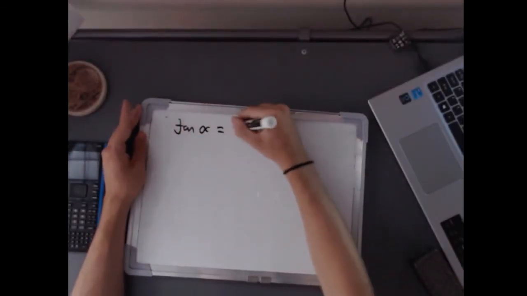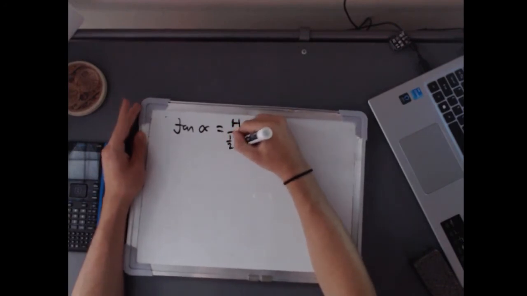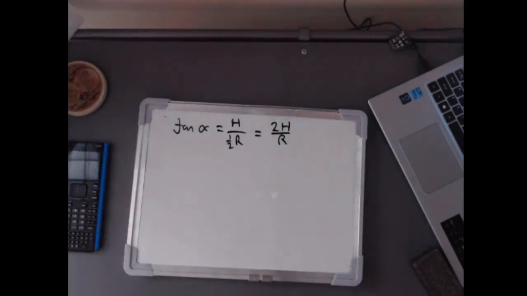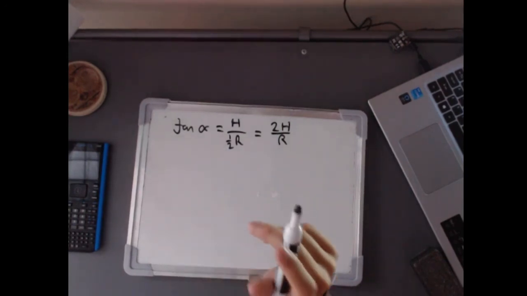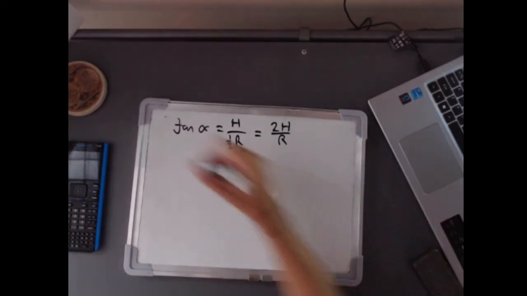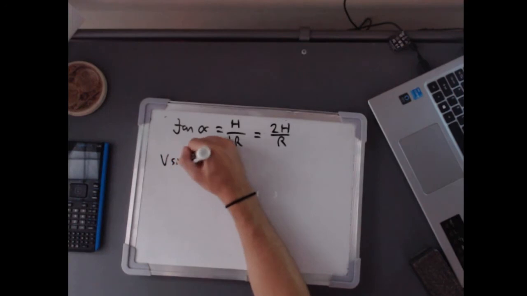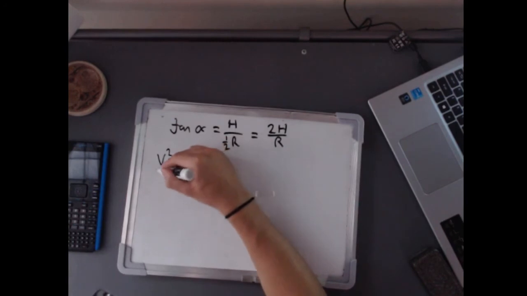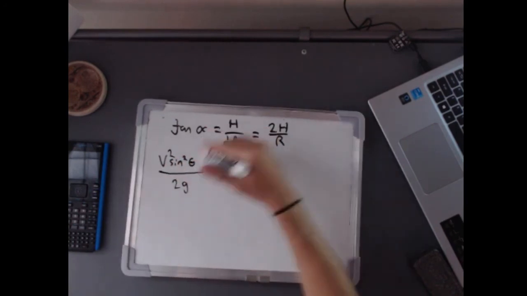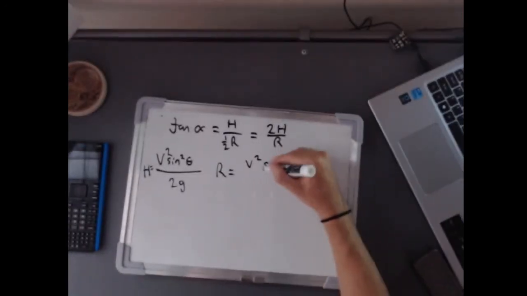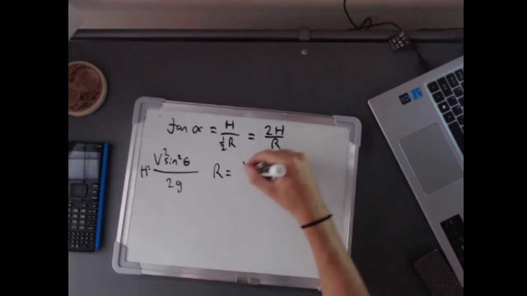Let me just write that again up here so that I have more space to work with. 2h over r. Because we're just dealing with our general variables, we're going to need to use all of those fancy equations we derived last time. If you can remember, height is equal to v squared sine squared theta over 2g. That's going to be what h is equal to. And r is equal to v squared sine 2 theta over g.